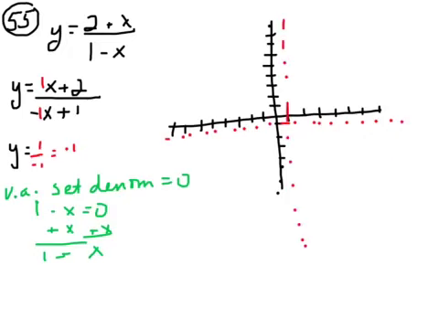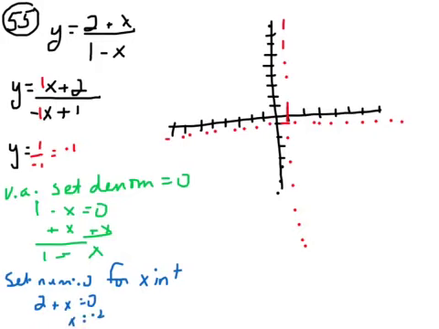Now, if we look at x-intercepts, x-intercepts come from setting the numerator equal to 0. There's only going to be one, because 2 plus x set equal to 0 gives x equals negative 2 as our x-intercept. So that's going to be a point on the graph right here. Okay, so let's see what they've asked us about extrema.